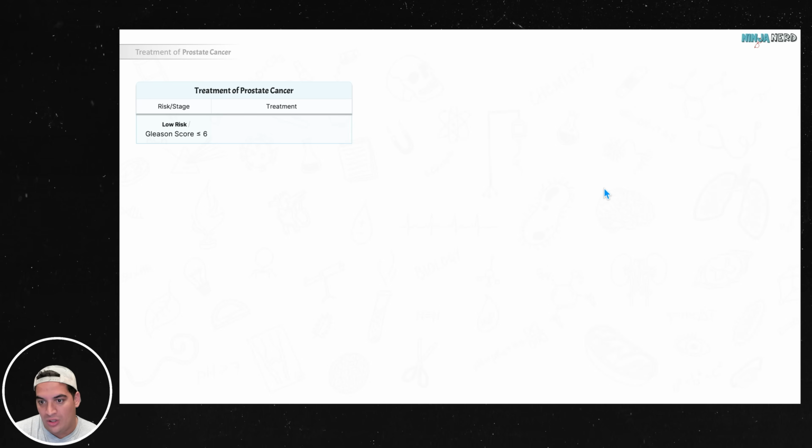Treating prostate cancer. Now you got the tumor. You tested it, it came back. Gleason score said it was less than or equal to 6. This is a low risk patient.